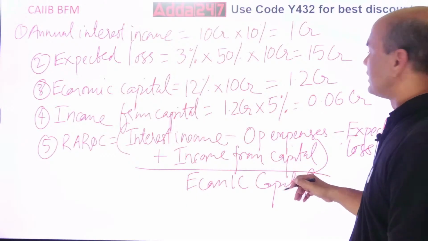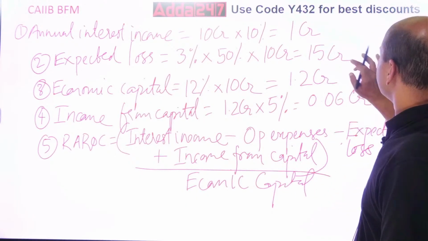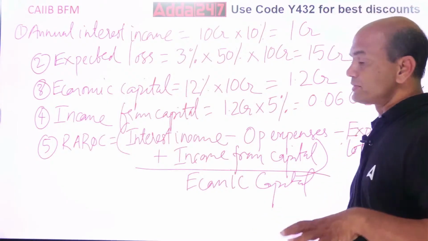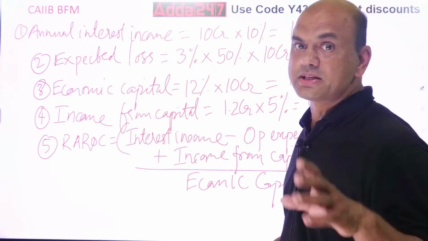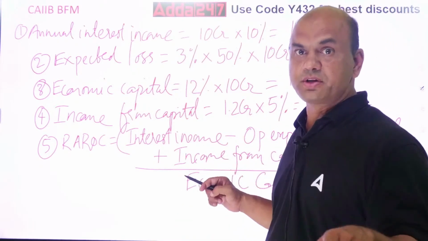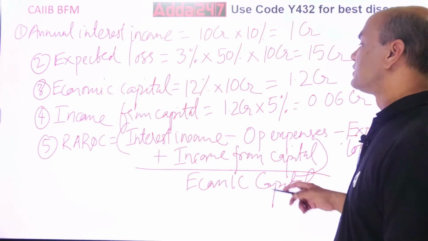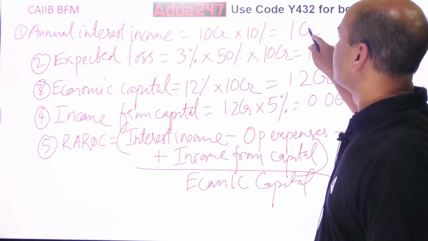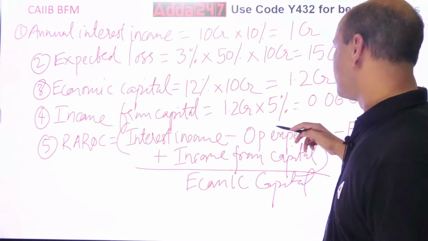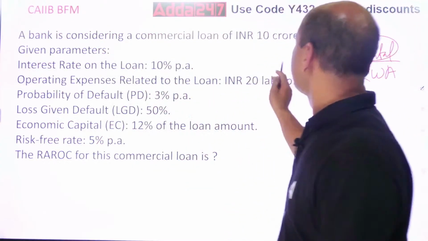Now we have to solve the second part. So this REROC equals to interest income. Write down all the income. See, write this down because I will be changing the slide now. Pause the video, write this down everyone. So interest income, what is the interest income? 1 CR. Minus operating expenses. Those are not given over here. Those are given in the numerical. Operating expenses are 20 lakhs.